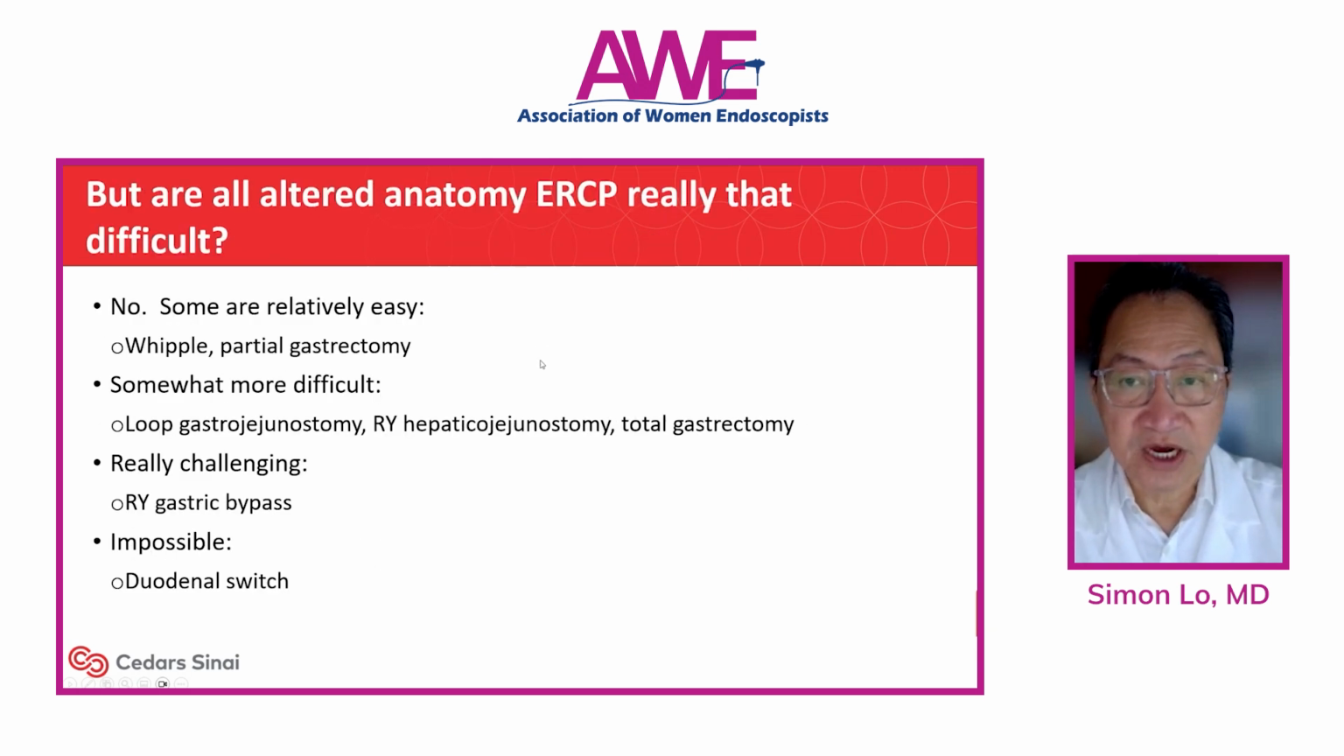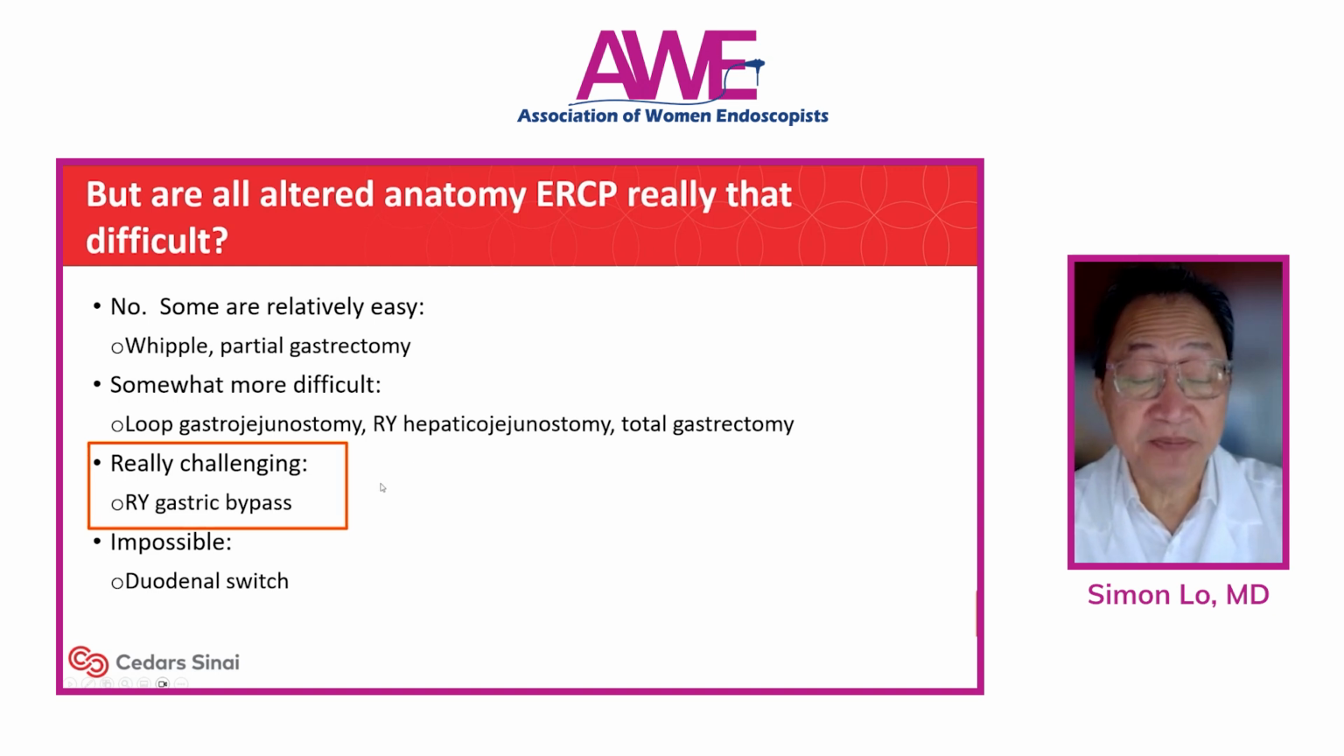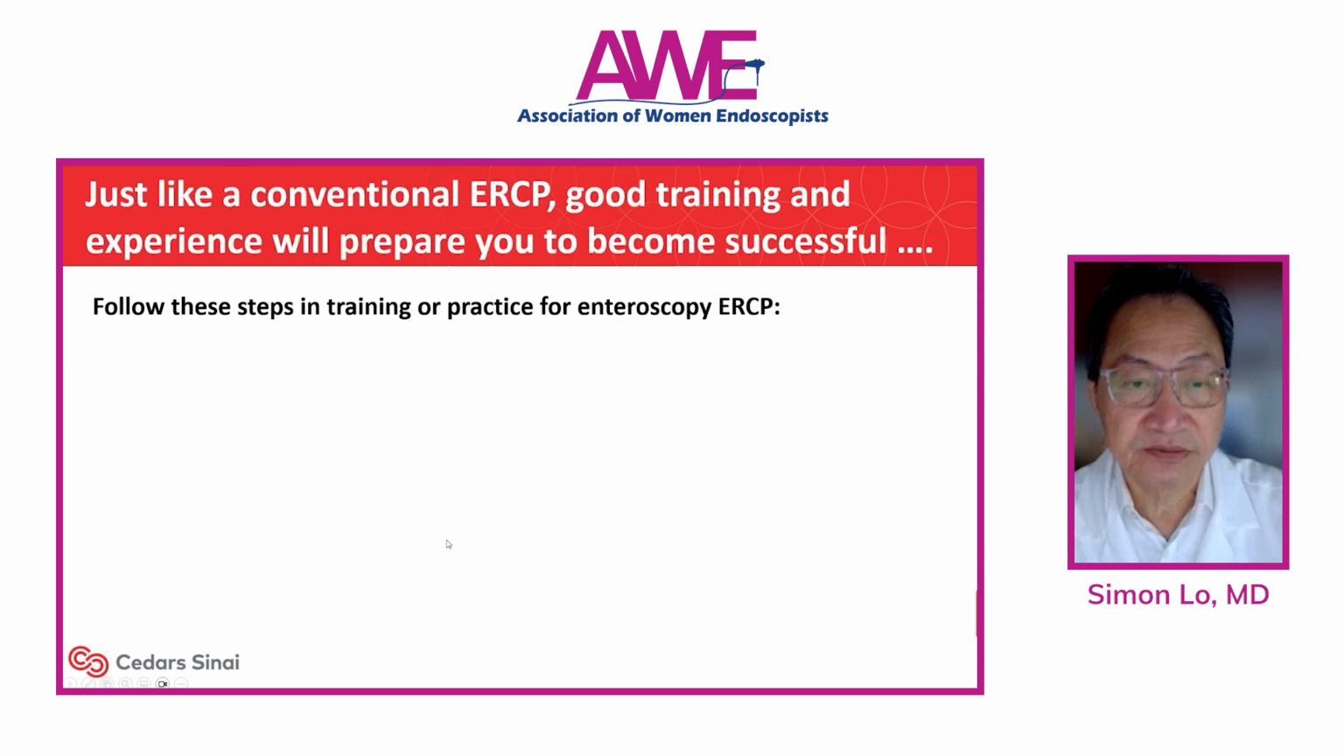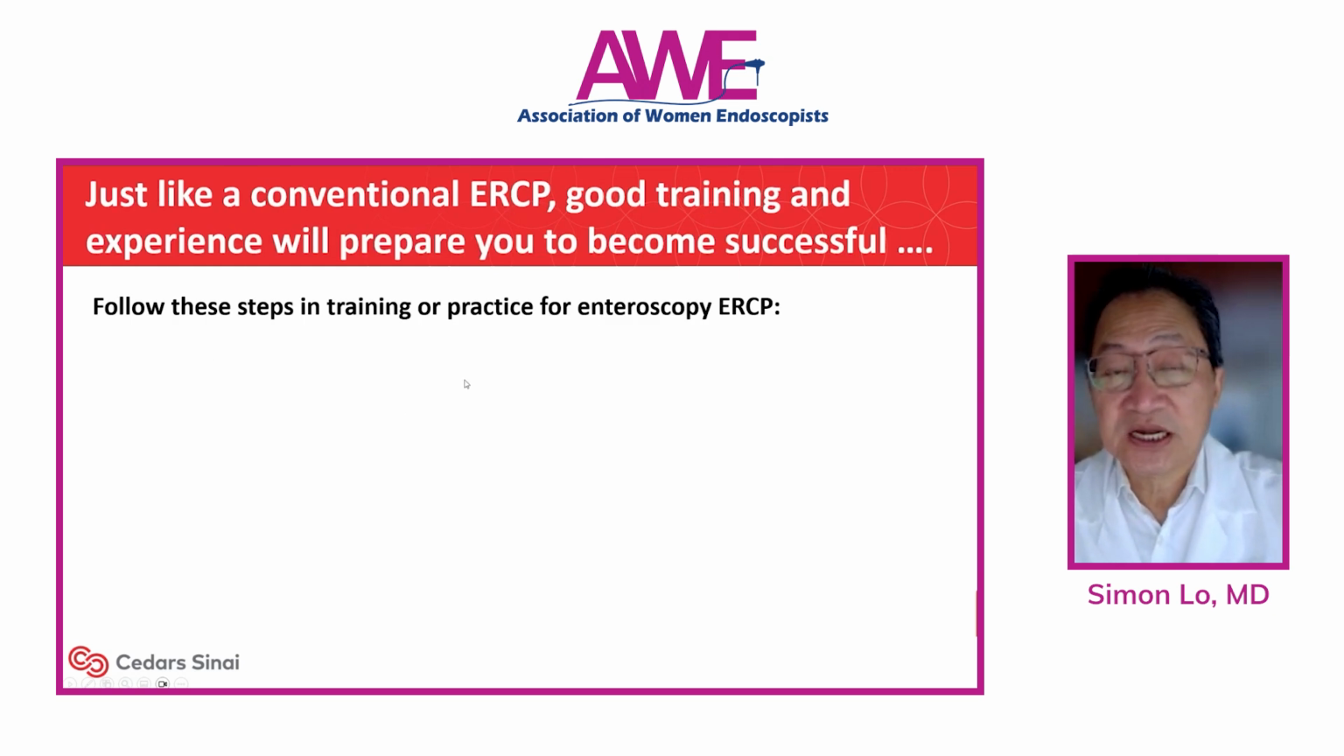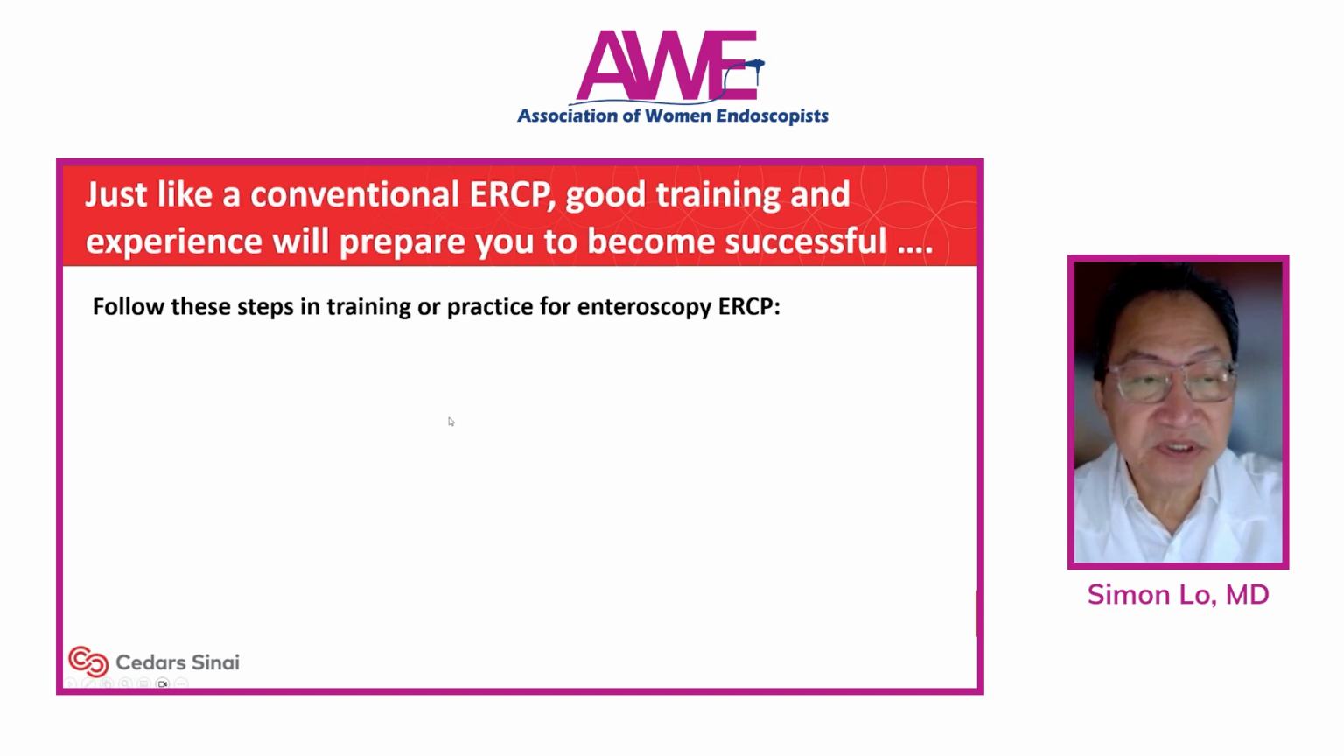Now, not all altered anatomy ERCPs are difficult. Some are relatively easy, such as post-Whipple or partial gastrectomy, and some are intermediately difficult in terms of the length, such as the loop gastrojejunostomy, Roux-en-Y hepaticojejunostomy, or total gastrectomy. The really difficult ones are the ones that involve Roux-en-Y gastric bypass surgery. And of course, the duodenal switch type procedures, we should not even try to perform ERCP in these cases. But just like conventional ERCPs, good training and good experience will get you there and make you successful.